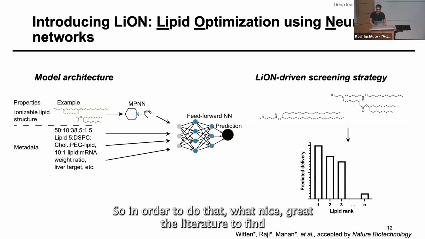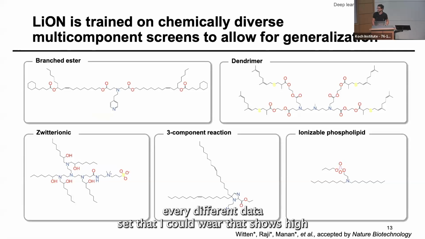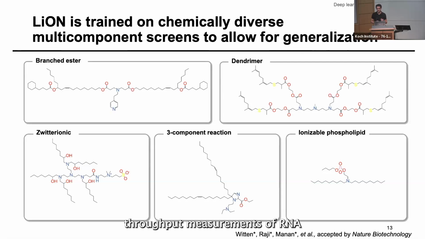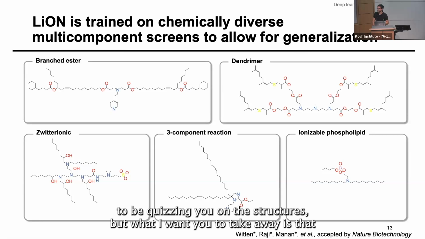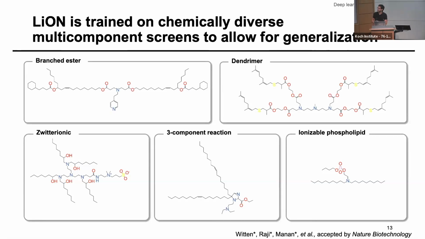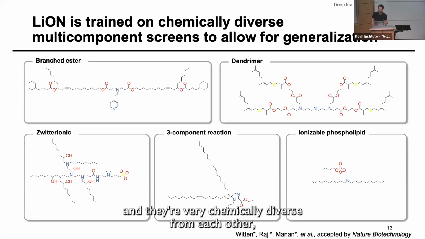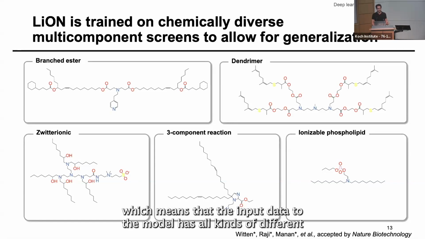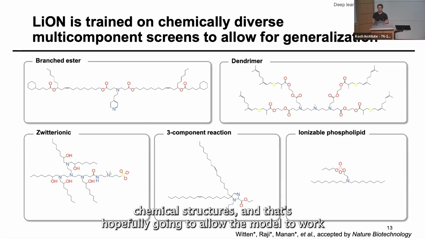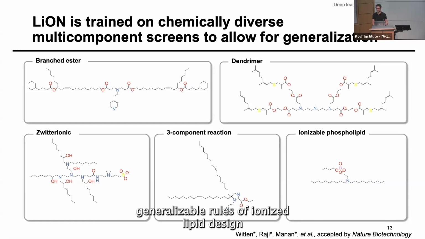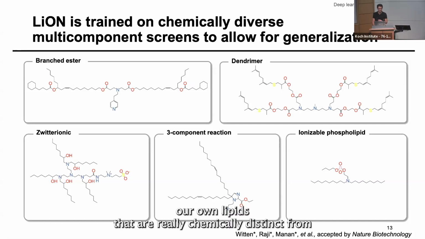So in order to do that, I went and scraped the literature to find every different data set that I could that shows high throughput measurements of mRNA or siRNA or whatever nucleic acid delivery. And so here, I'm not going to be quizzing you on the structures, but what I want you to take away is that these are representative structures from different high throughput LNP screening data sets, and they're very chemically diverse from each other, which means that the input data to the model has all kinds of different chemical structures, and that's hopefully going to allow the model to learn generalizable rules of ionizable lipid design that are going to come in useful when designing our own lipids that are really chemically distinct from what's been seen in the training set.